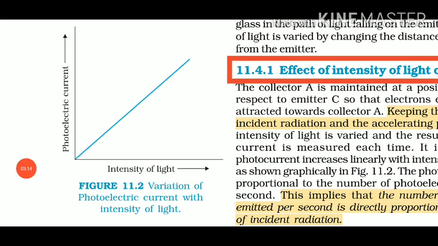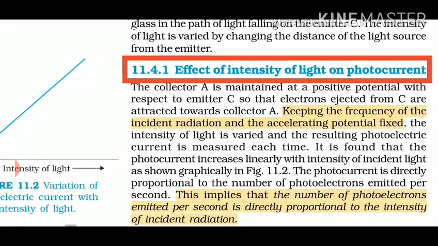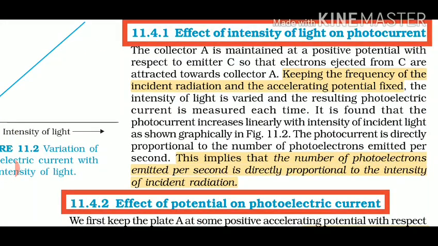As I have told you, whenever we have to plot a graph, there are two parameters, and to decide which to take along the x-axis and which along the y-axis, the independent parameter goes along the x-axis. Between photoelectric current and intensity, which one is independent? Intensity is independent, that is in our hand. I decide how many photons will be incident on plate C, and photocurrent depends on it, because more intensity means more photocurrent.